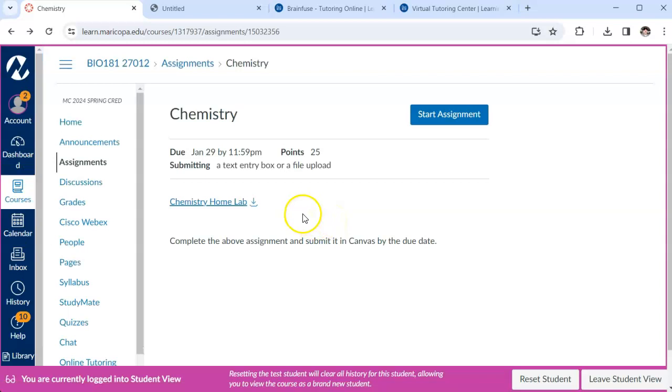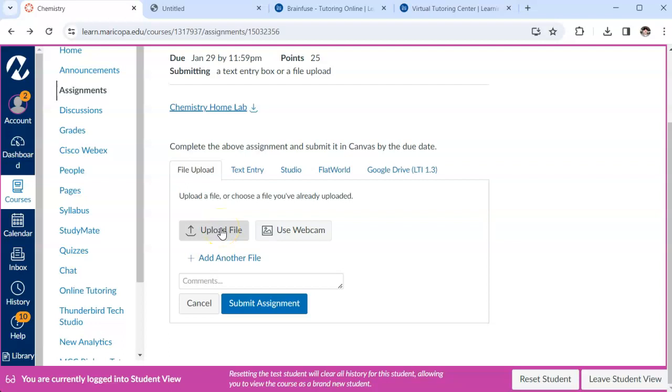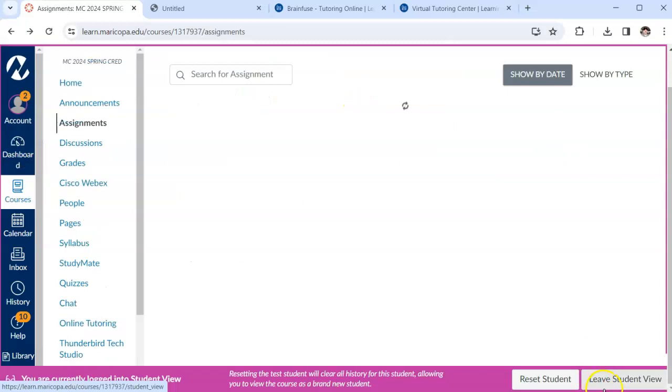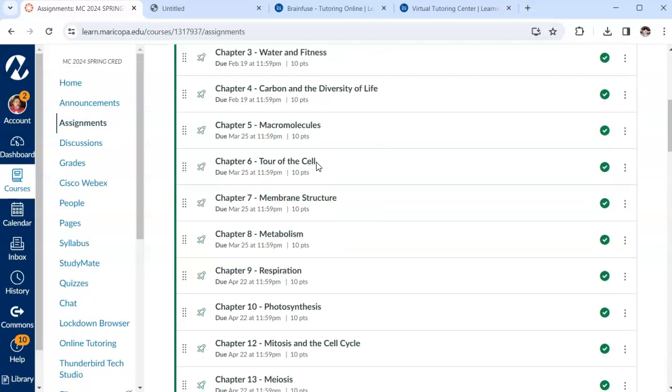Then you save it and then just upload the file, just like you would if you're attaching a picture to an email. Easy enough. Okay, so I'm going to leave this and I'm going to leave Student View. And that's how you're going to submit all of your labs, right?